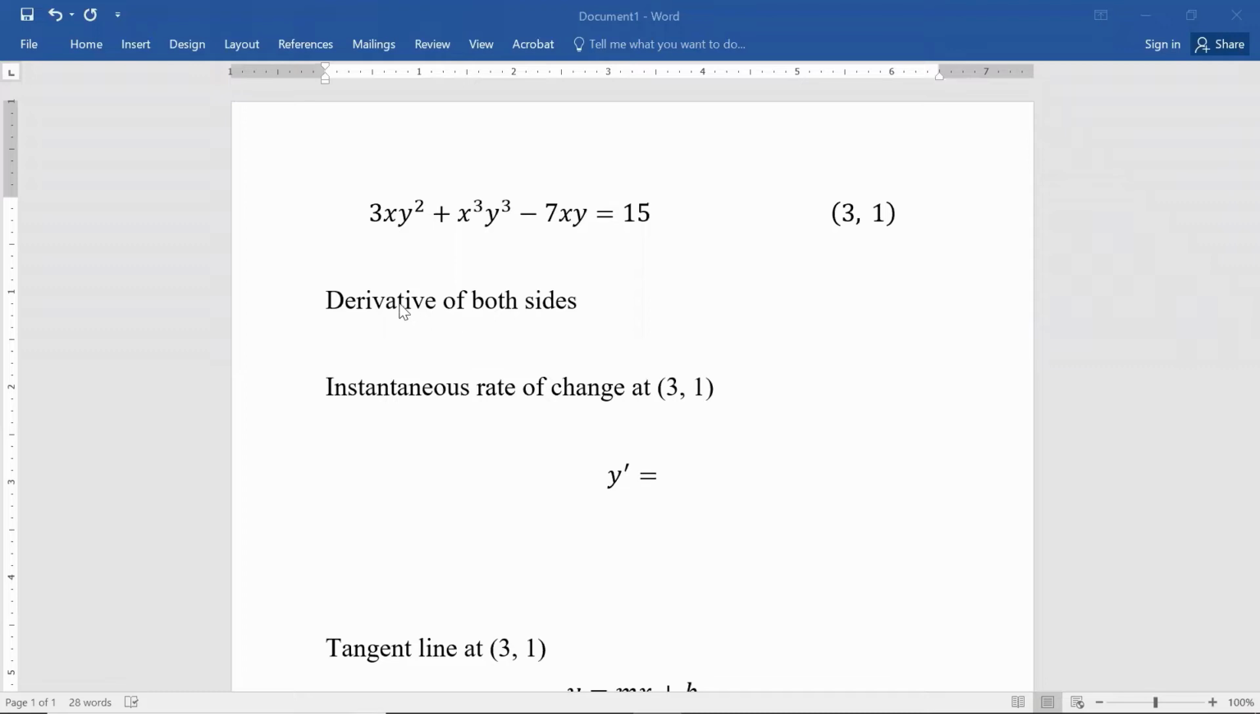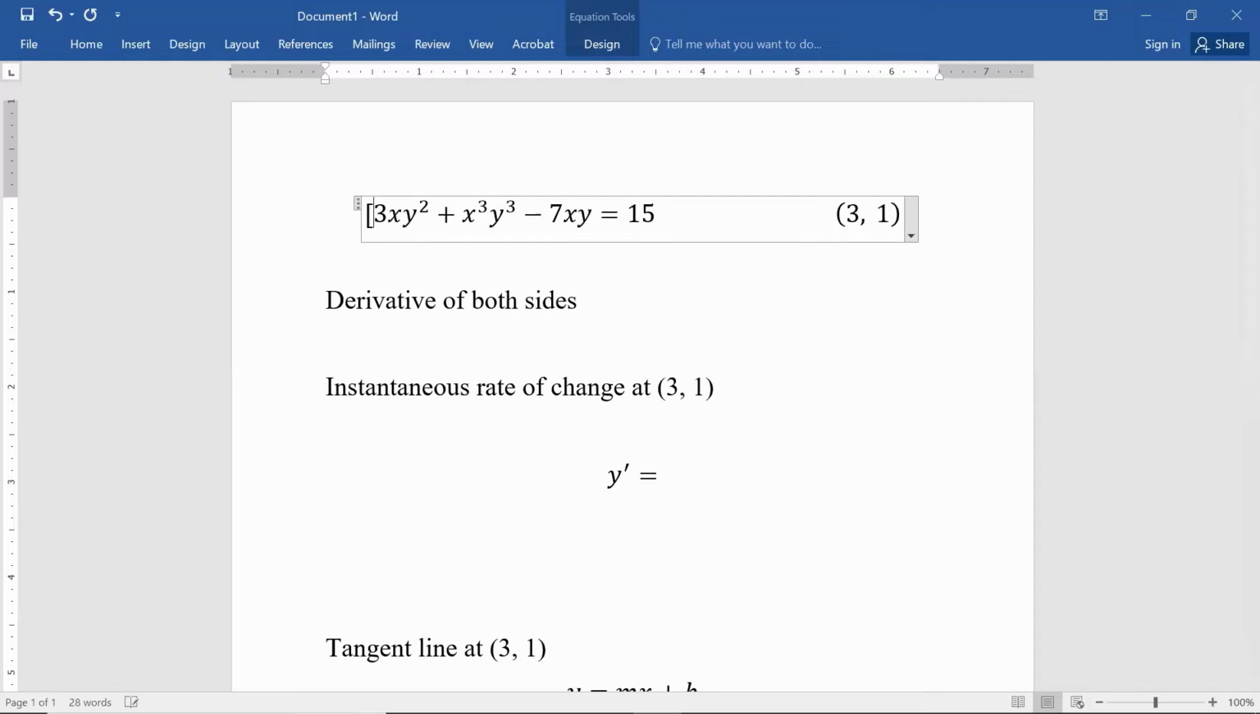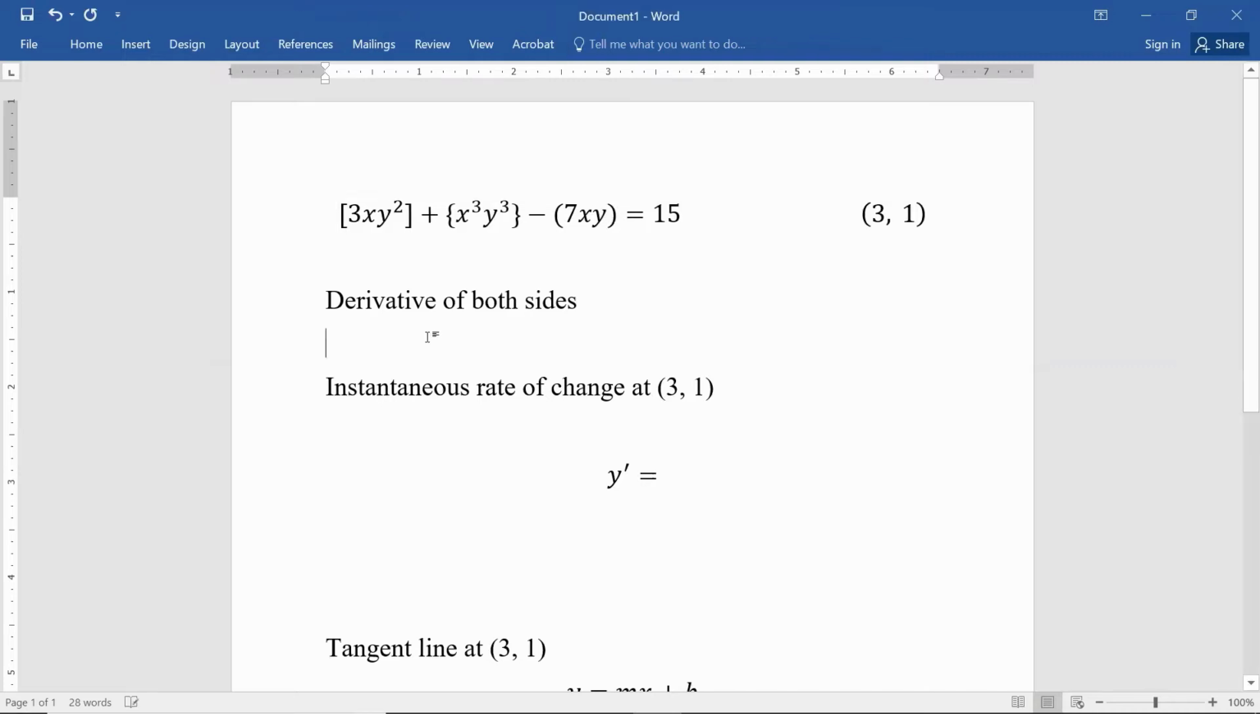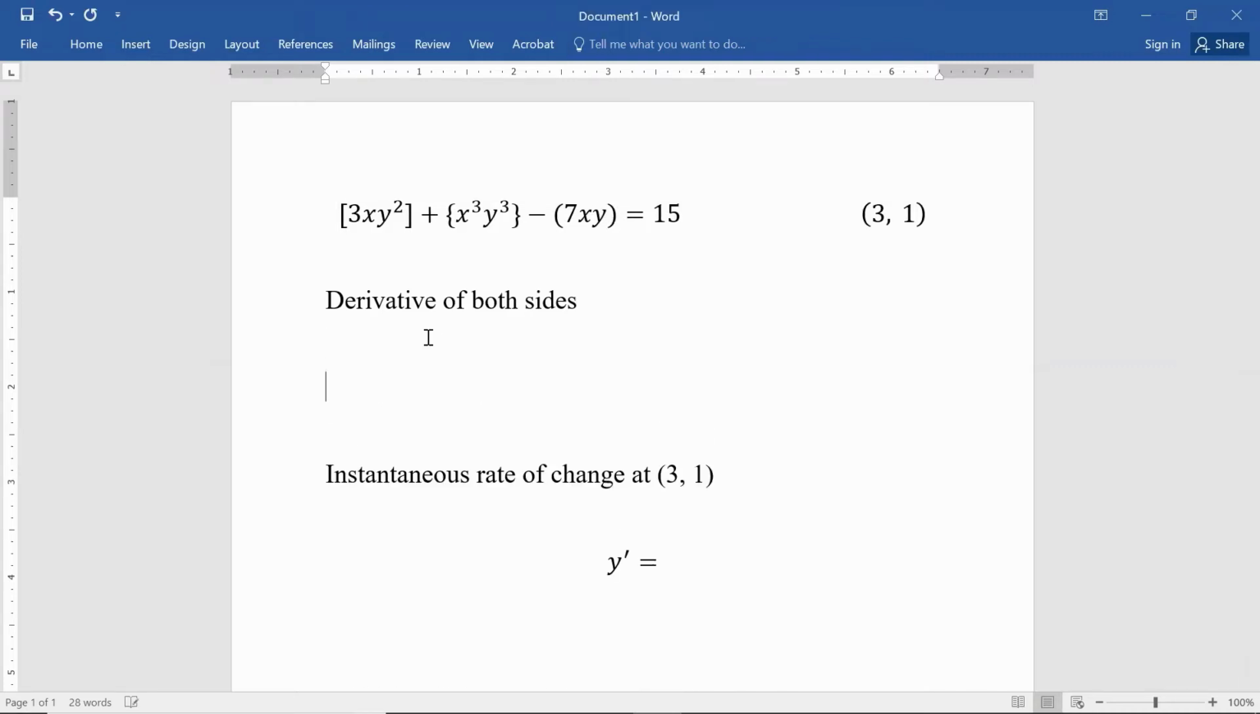For the sake of time, I'm going to introduce just a couple of notations. I'm going to use different brackets to indicate these terms. So let's call this first term 3xy squared. We'll put that within square brackets. We'll put the x to the third, y to the third within set brackets, and then we'll put the 7xy into parentheses. Okay, so we take the derivative.